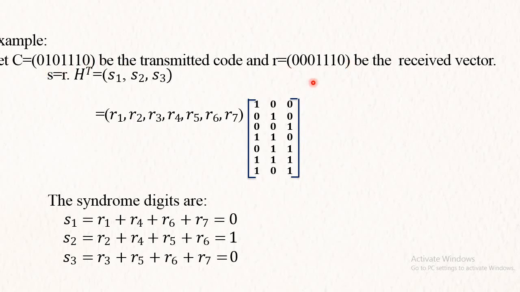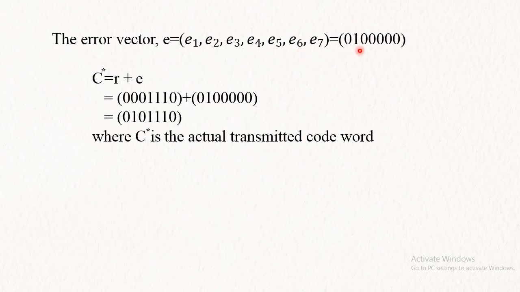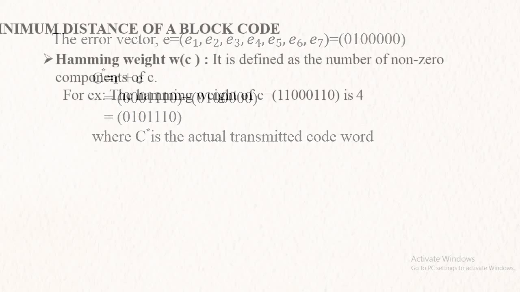So by this only we come to know that there is an error at the second location, because here the second location is 1 and here the received code word's second location is 0. So we come to know that definitely there is an error at the second position. And in the error vector, we have a high value only at the second position. So we just do XORing of the received code word with the error vector, and whatever value it generates is nothing but your actual transmitted code word.